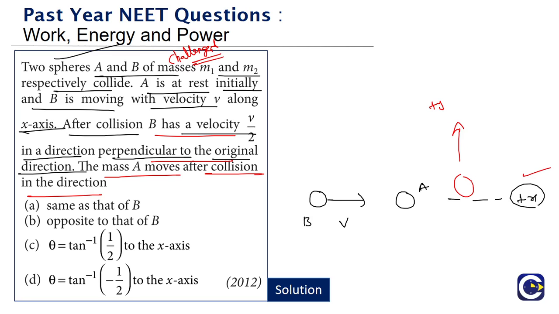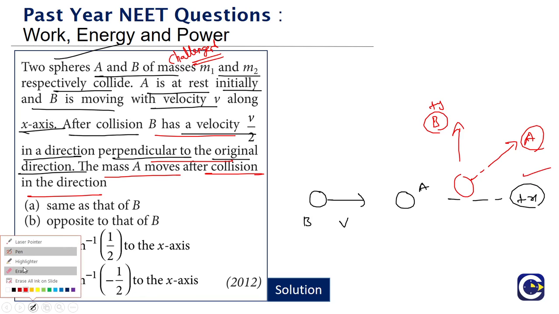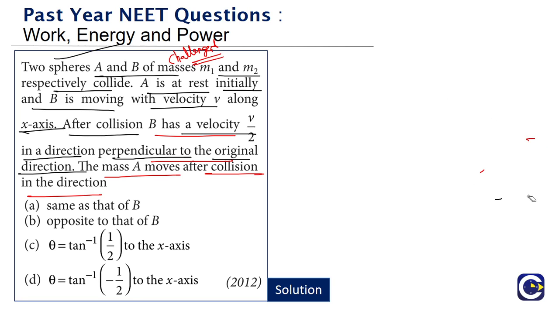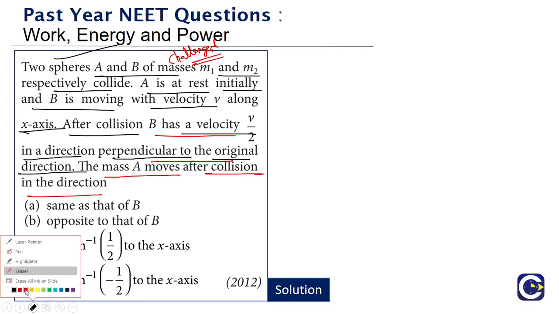Let us say that A is moving in some direction like this, and this is the direction in which B is moving. We are taking it as the positive y-axis. Let us say A is moving in a direction making an angle with the x-axis, because if you look at the options, they are saying it will move in the same direction as B, or in the opposite direction as B, and the third and fourth options are saying it makes some angle with the x-axis. So we'll look at the general condition.